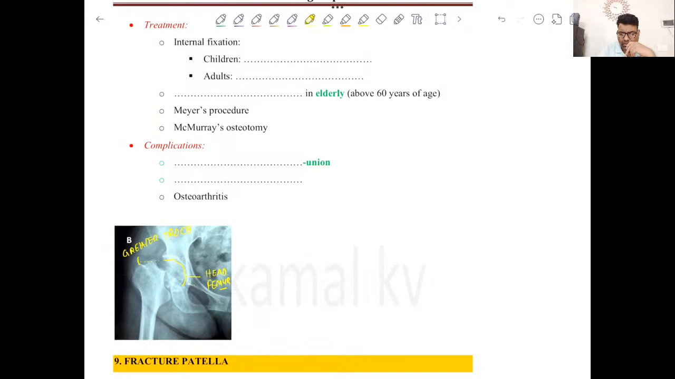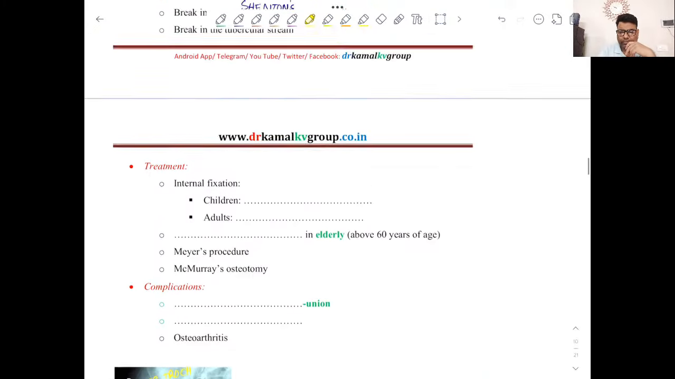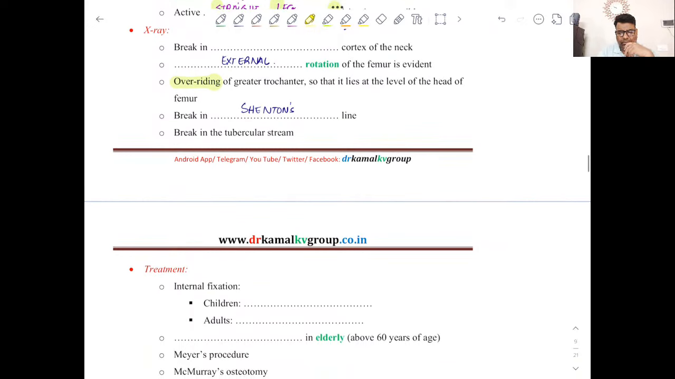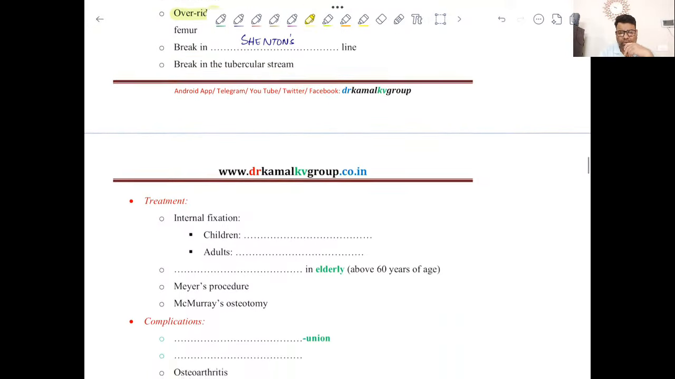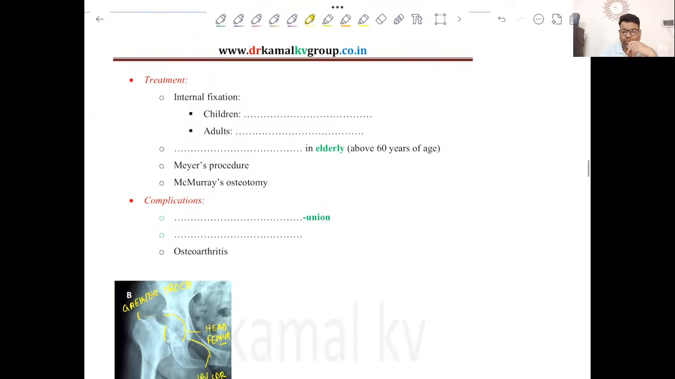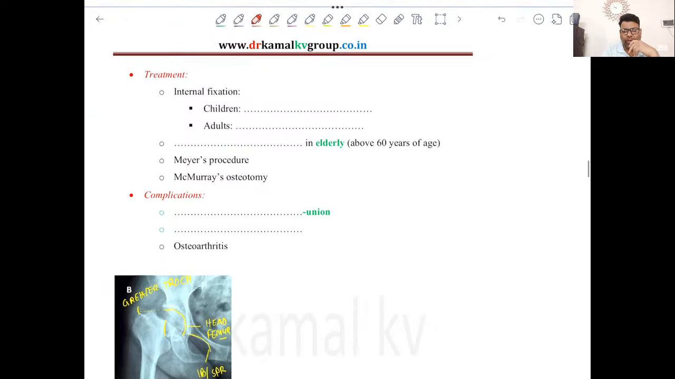Now this is the inferior border of the superior pubic rami, right? And this is the medial border of the neck of femur. So you can see there is a break in the Shenton's line, of course. And we can also see a break in the trabecular stream, signifying a fracture. Now treatment is always operative.